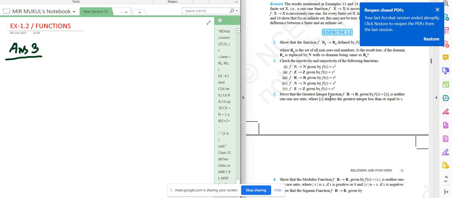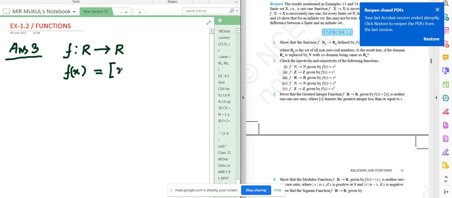Prove that the greatest integer function f from R to R, defined as f(x) equals greatest integer x, is neither one-one nor onto. So here the function is f from R to R. That means the domain is the real numbers and the codomain is the set of real numbers. Let's first check one-one.